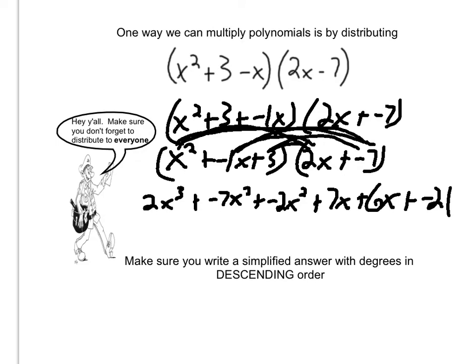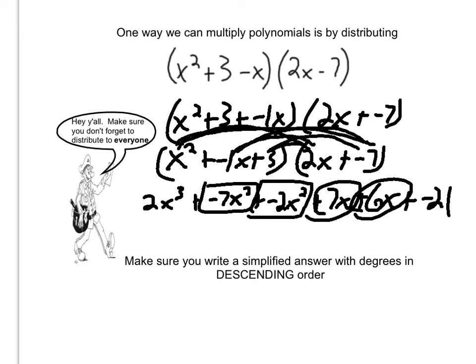So we've got like terms that are right here and right here. Okay, otherwise there's no like terms. So we've got 2x cubed plus negative 7x squared plus negative 2x squared is negative 9x squared.